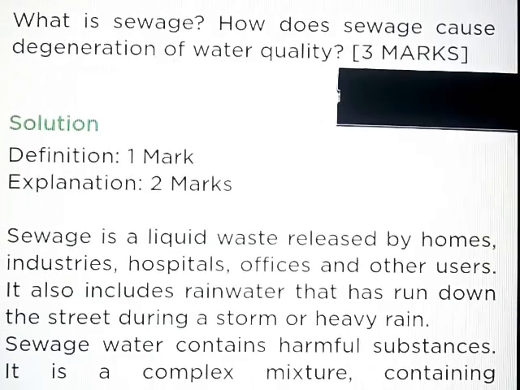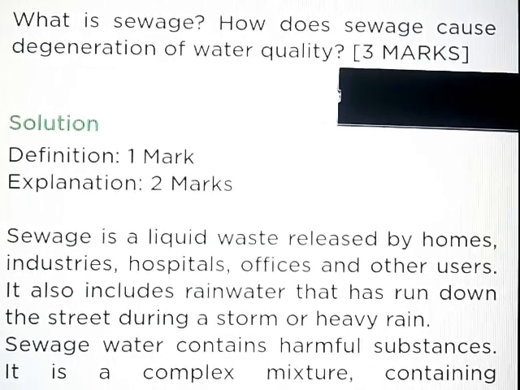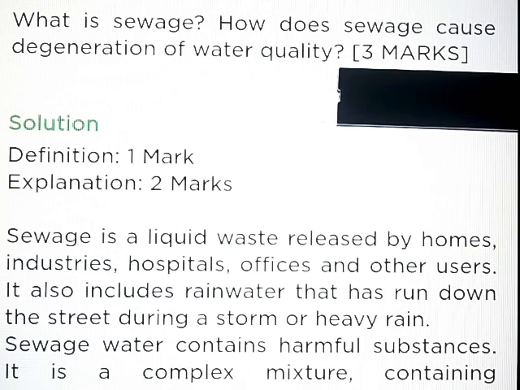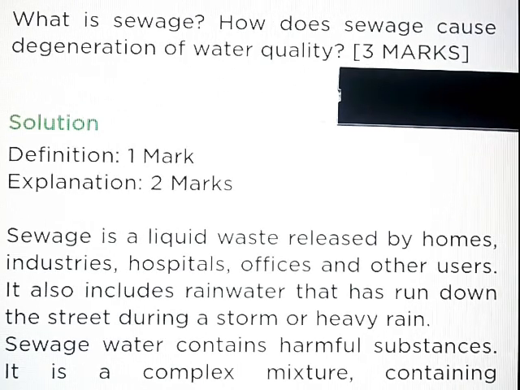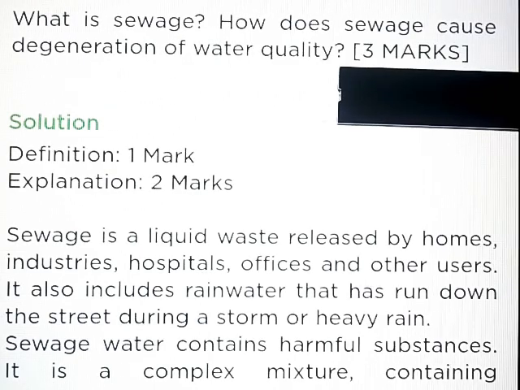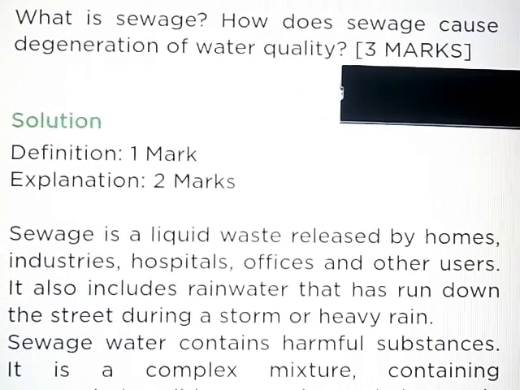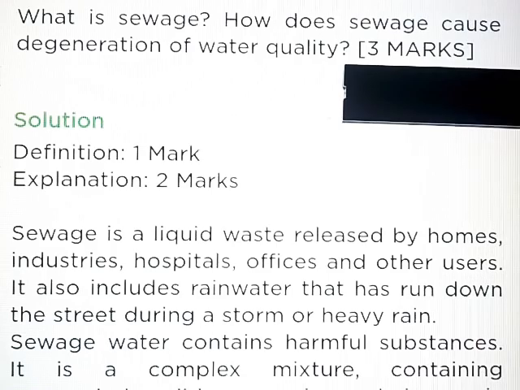Question number 10. What is sewage? How does sewage cause degeneration of water quality? Answer. Sewage is a liquid waste released by homes, industries, hospitals, offices and other users.